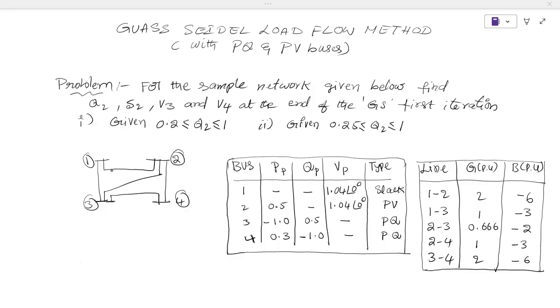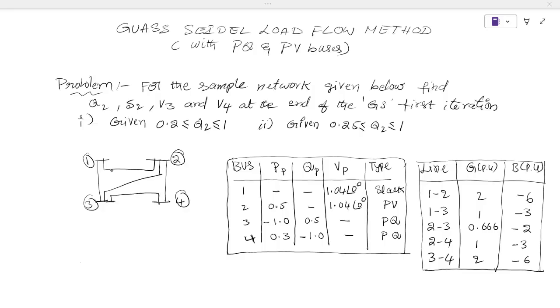This is the problem given. For the sample network given below, they are asking to find Q2, delta 2, V3 and V4 at the end of the Gauss-Seidel first iteration.